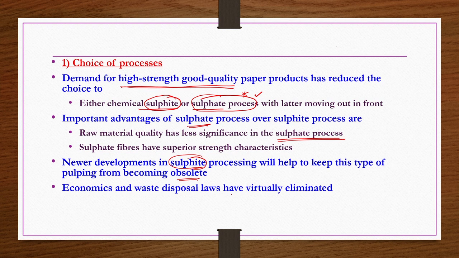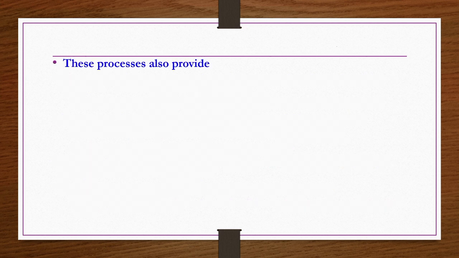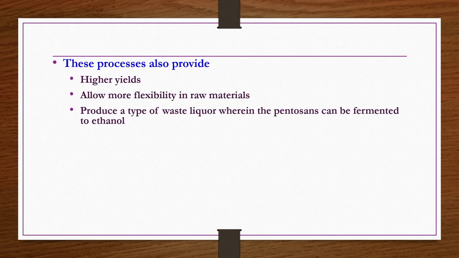Economics and waste disposal laws have virtually eliminated some processes. There used to be other sulfite processes in olden days, like the calcium sulfite process. They are now almost eliminated because of economics and waste disposal problems, because such problems do not exist in modern plants where sodium or magnesium based salts are being used in the sulfite process. These processes also provide higher yields, allow more flexibility in raw materials, and produce a type of waste liquor wherein pentosans are present. They can be fermented to ethanol, so that way they are better.